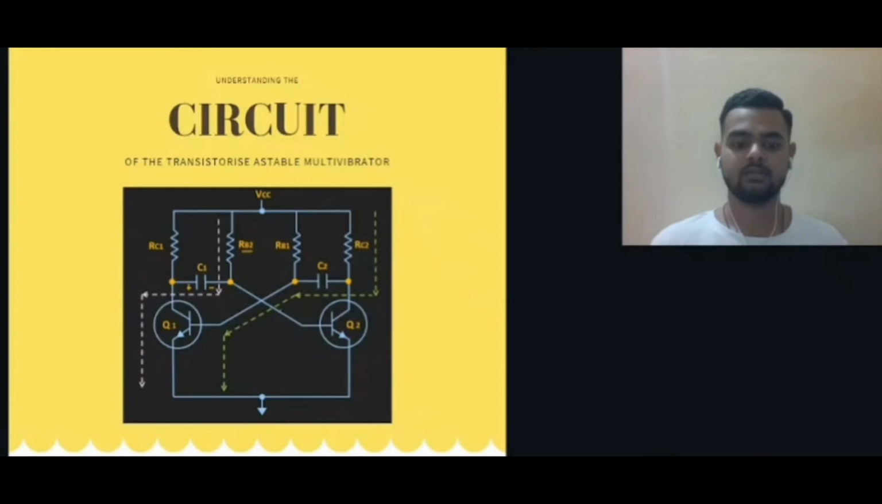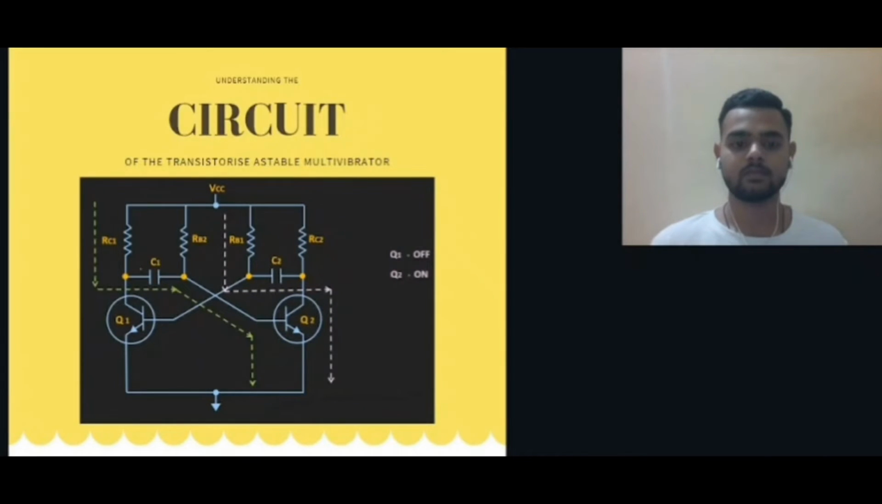Due to this negative voltage, transistor Q1 will be turned off. That means now the transistor Q1 is off and the transistor Q2 is on, and hence the second state of the astable multivibrator. Now moving further to the third state.